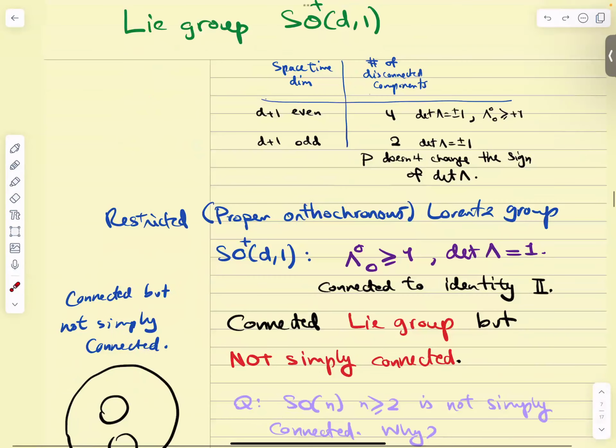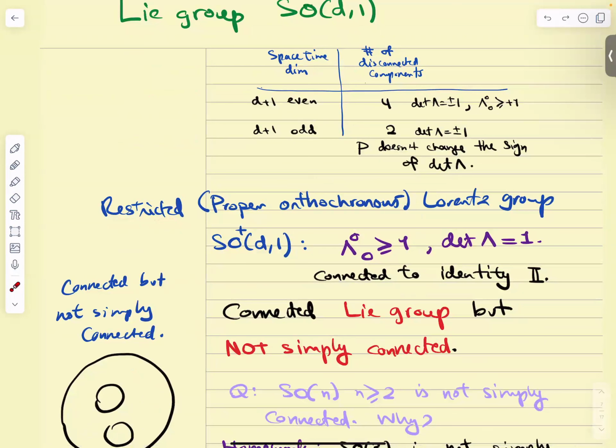All right, so from now on, we're going to be talking about the restricted or proper orthochronous Lorentz group. This is SO plus (D,1). This is the piece that's connected to identity. One way to represent it is that the determinant is 1 and lambda 0,0 is 1. And at some point later on, instead of talking about the other pieces, we talk about time translation and parity symmetries. That's how I can organize everything.